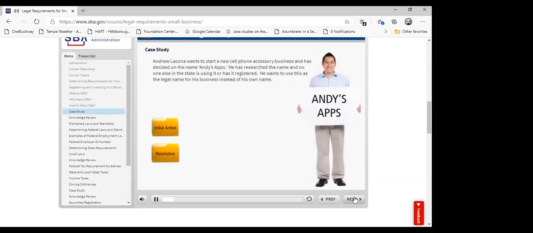Andrew Lacona wants to start a new cell phone accessory business and has decided on the name Andy's Apps. He has researched the name and no one else in the state is using it or has it registered. He wants to use this as the legal name for his business instead of his own name. Select each of the folders to see what happens.